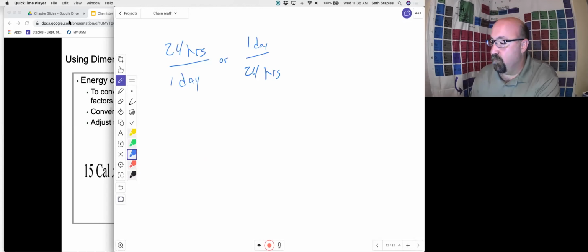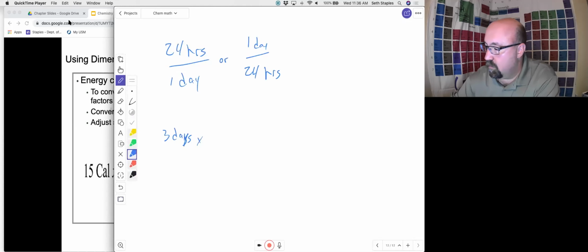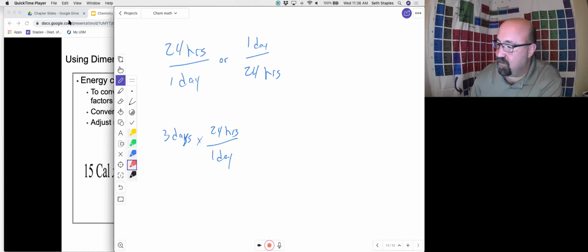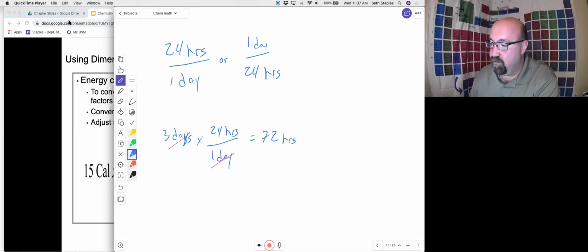And so if I'm converting from days over to hours, let's say I have 3 days, and I want to know how many hours that is, then I'm going to use this form of the conversion factor, because what that will do for me is that puts days opposite. I have days up top and I have days down bottom, so they're going to cancel out. And I'm going to be left with hours. And I do the calculation and I find that I have 72 hours.